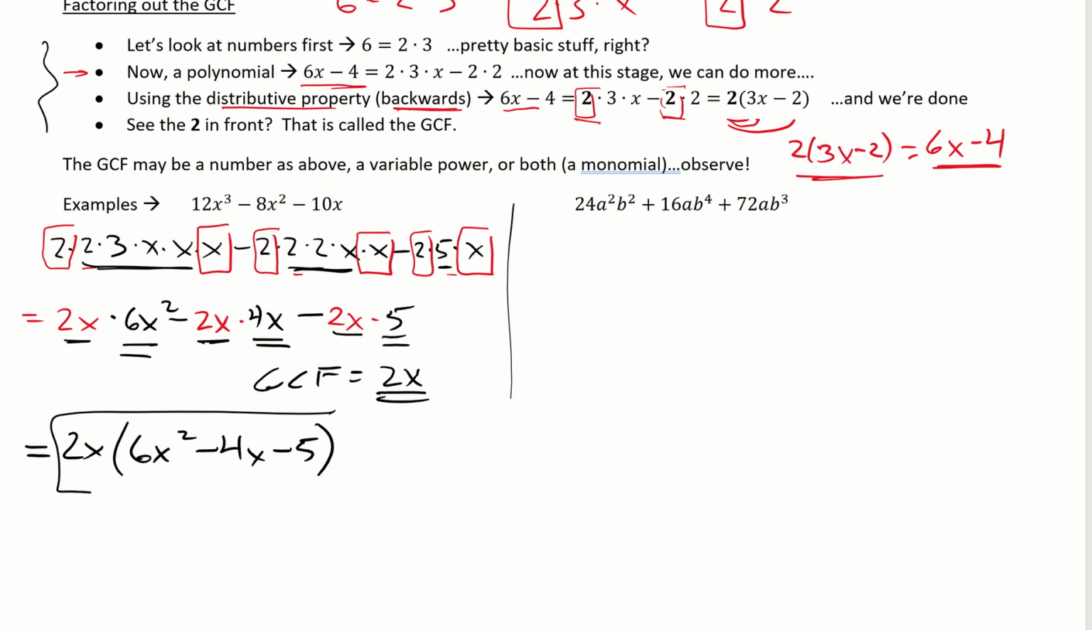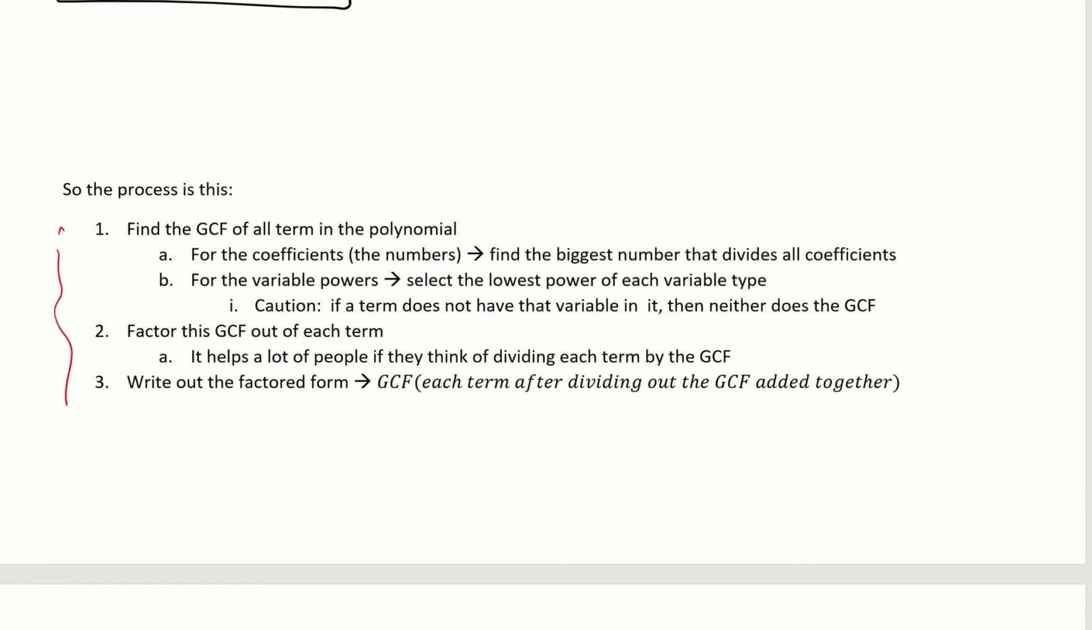This is done. Tedious, I know, but that's how that's done. There's a faster way. I mean, you can look at that and pause, but I'm going to scroll down here and show you. The faster way of doing it is find the GCF, and I'm writing you some notes here. For the coefficients or the numbers, find the biggest number that divides all the coefficients.